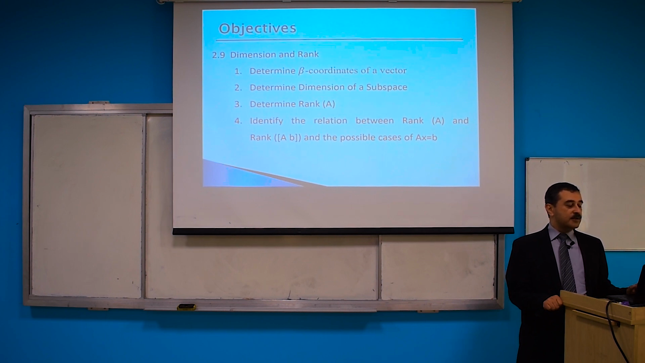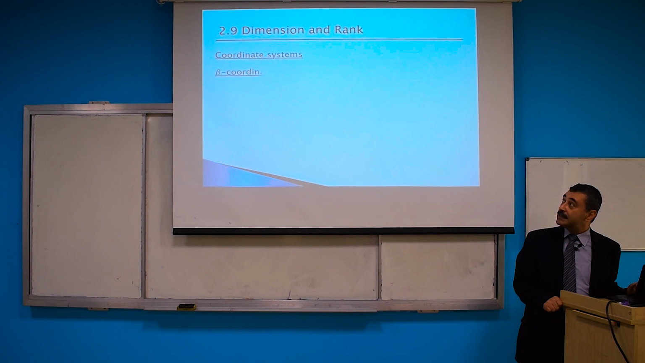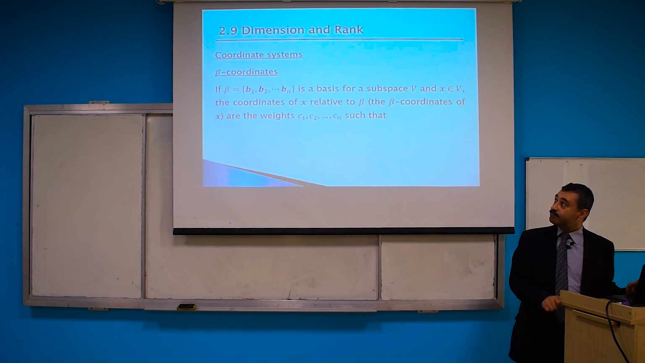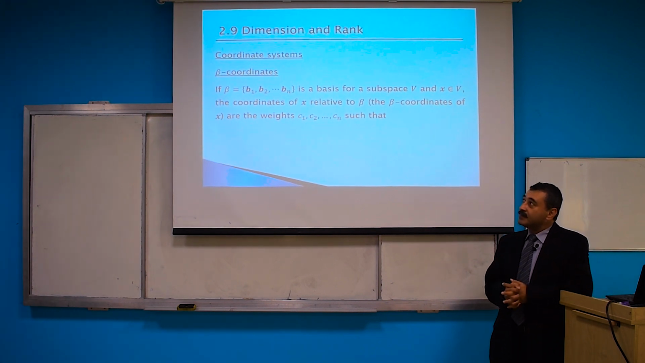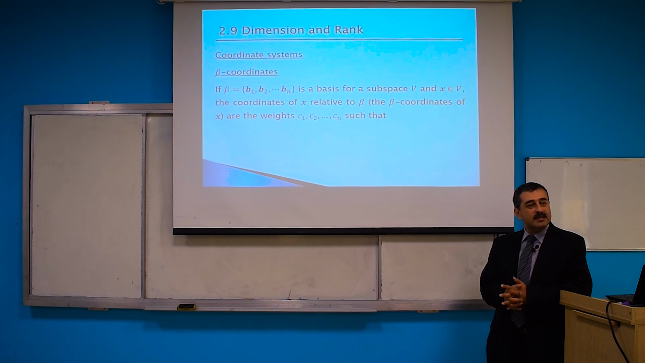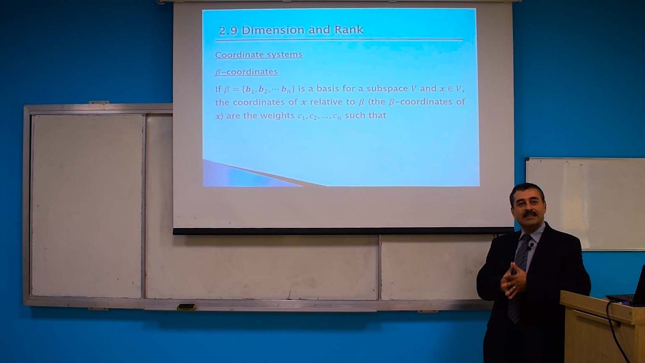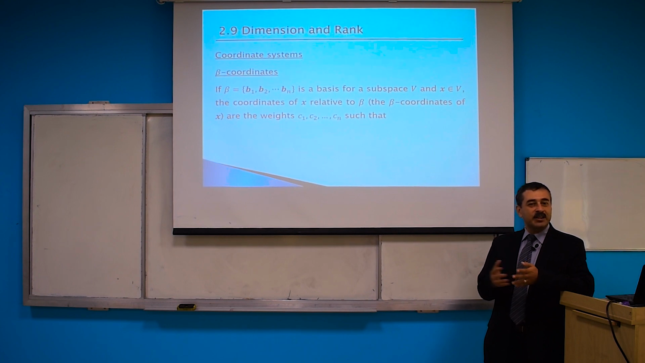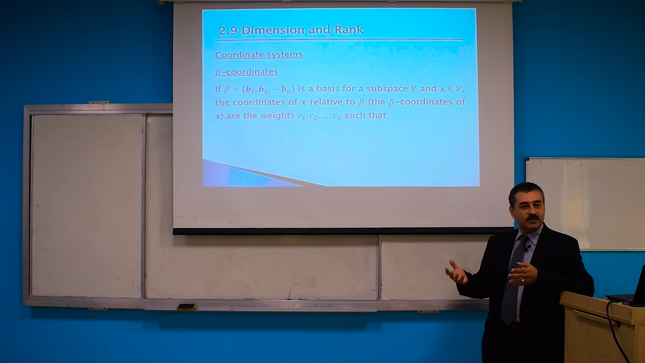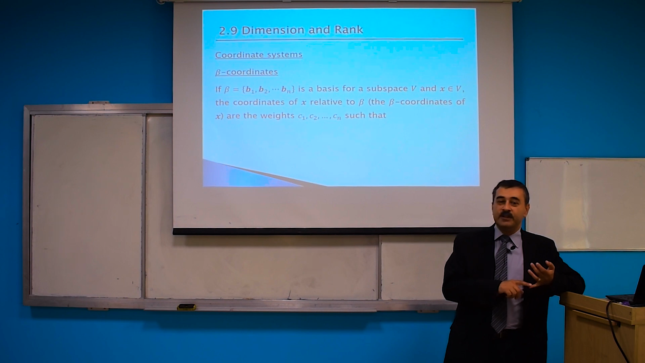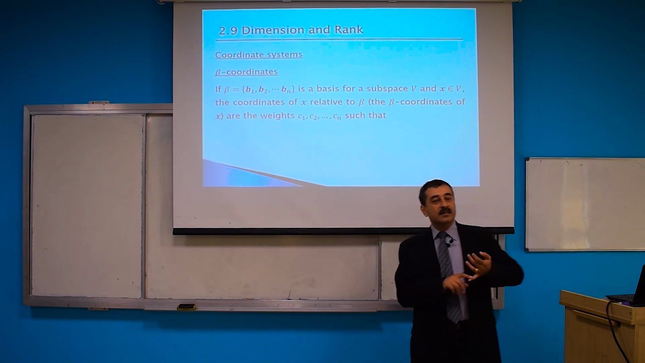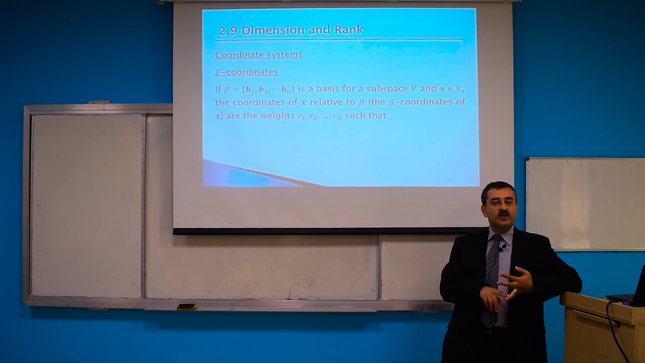So let's first introduce the beta coordinates. Suppose that you have a basis. Do you remember what is the meaning of the basis? What is the basis? What is the standard basis for R2? i and j. Because you can represent any vector as a linear combination of i and j. So the definition of a basis is a set that is linearly independent and can span your space.